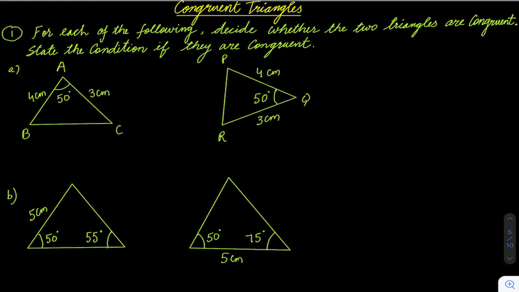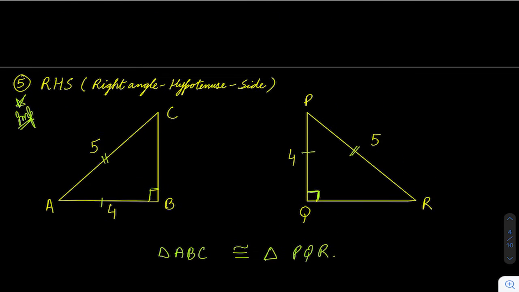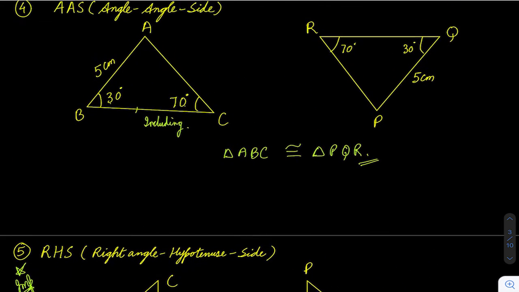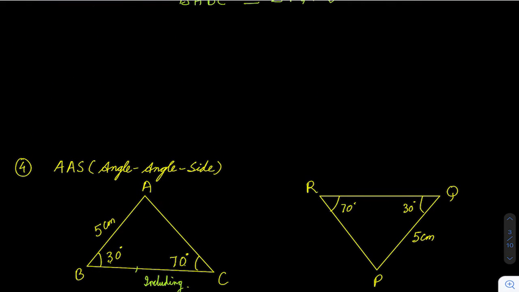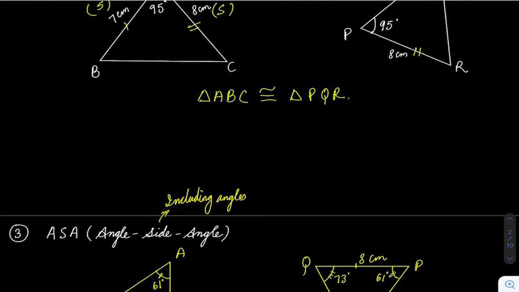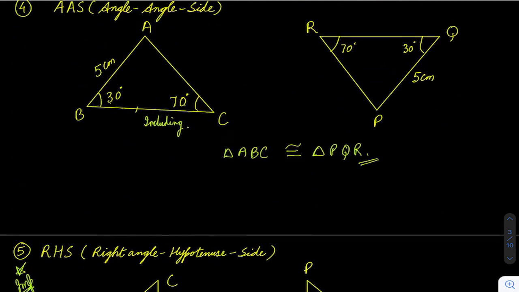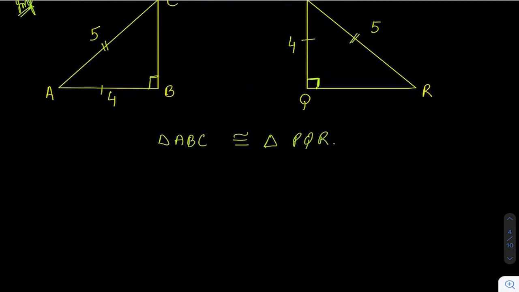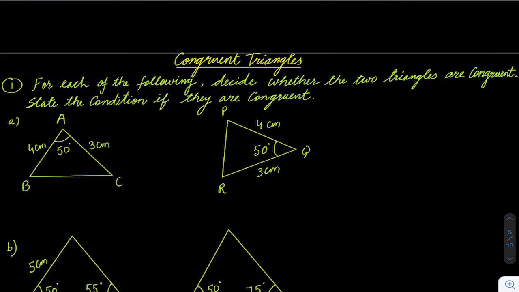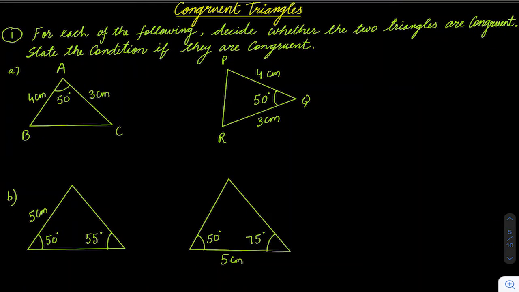Now in the previous video we have seen the congruency rules, that is the 5 rules, or 4 rules in case of some curriculums that don't follow AAS. So we have seen SSS, SAS, ASA, AAS and RHS. So what are these rules we have understood. So now let's see the application of these rules.